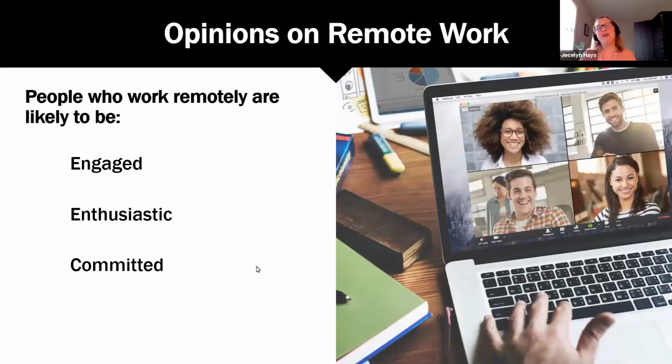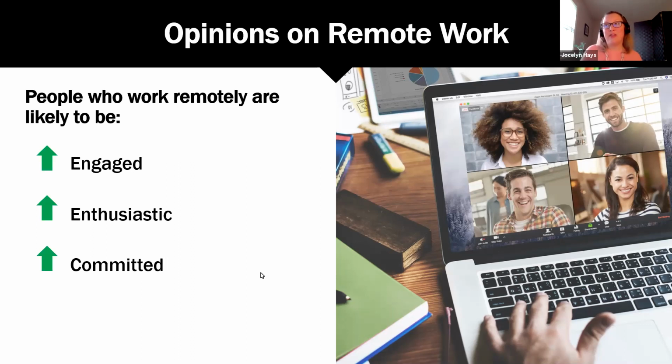But if you look a little further into the research, if you take it from the employee perspective rather than the organization's perspective, one of the things we find is that people who work remotely, the individuals doing it, are more likely to be engaged, enthusiastic, and committed to their work.